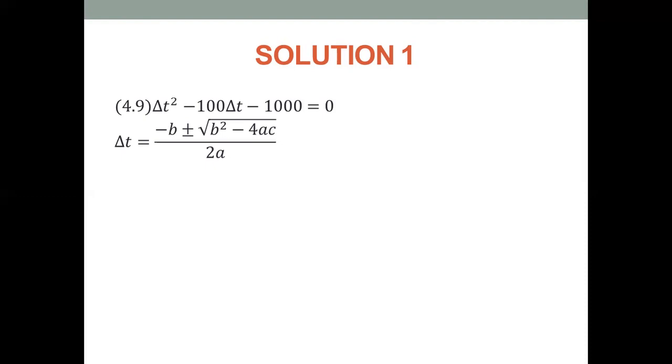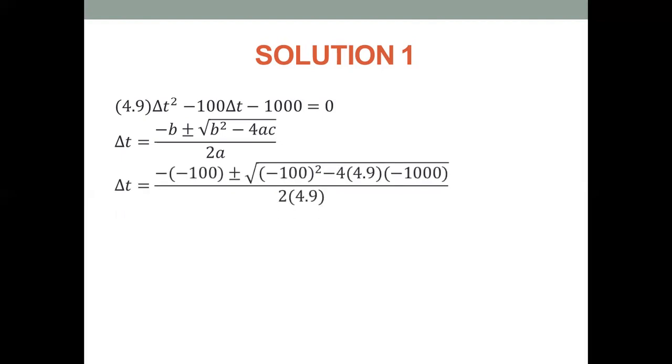Okay, where b is the coefficient of t, then a coefficient of t squared, and c is the constant. Then let's substitute where there is b. B is this coefficient of t, so we put there negative 100. B, we have negative 100 then, and minus then 4, we have 4 there. A is the coefficient of t squared, which is 4,9. Then C is the constant there, which is negative 1,000. So we have 2 times A, which is 2 times 4,9.